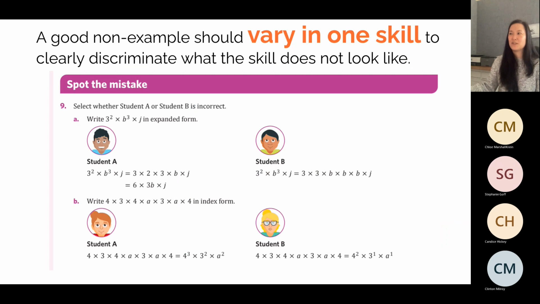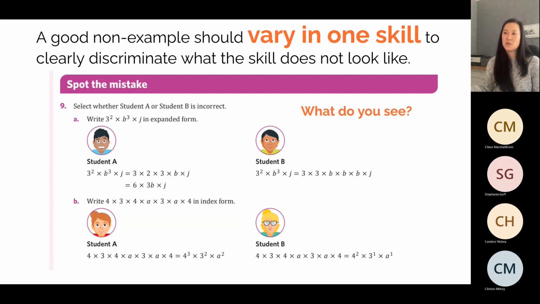So a good non-example should vary in one skill. That's what we talked about before. Here's that spot the mistake question that we have in our resource, and it's like what Candace was talking about before. What's the wrong answer? I cannot stress enough how much learning comes out of identifying what is incorrect and getting students to articulate why that is. Also making it fun like this, with these little students here, and trying to find out who made the mistake is quite engaging for students as well.